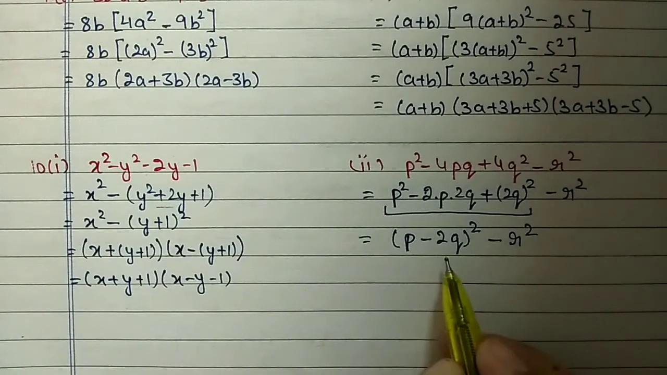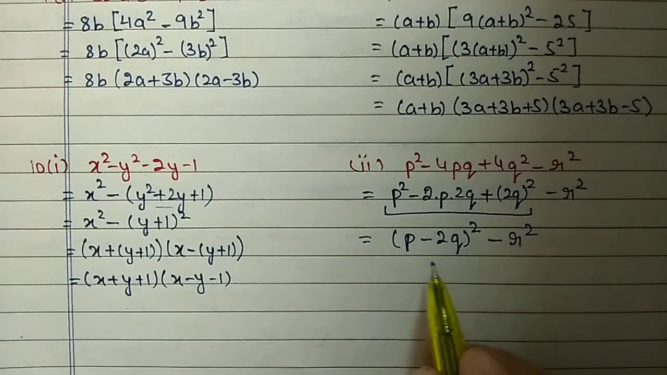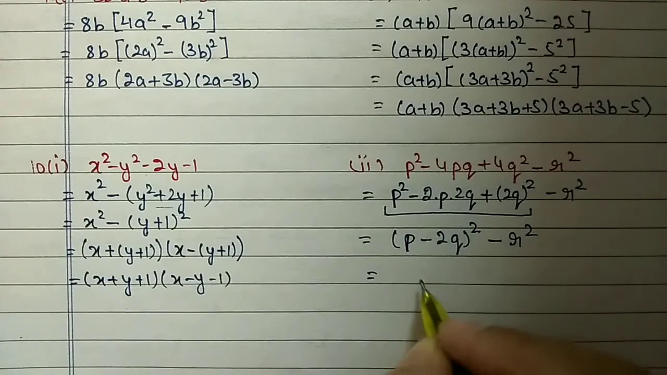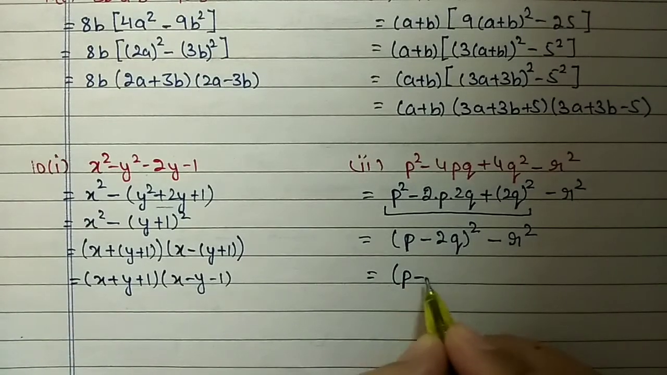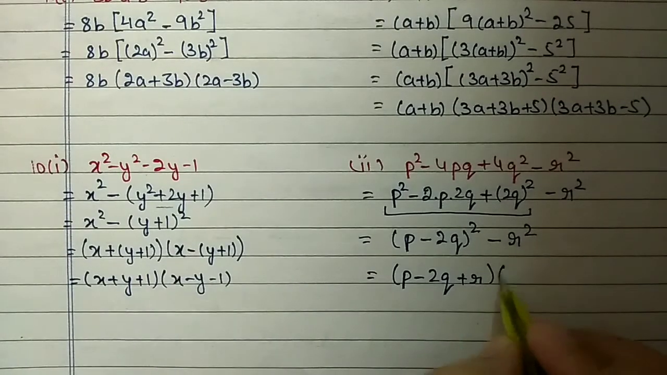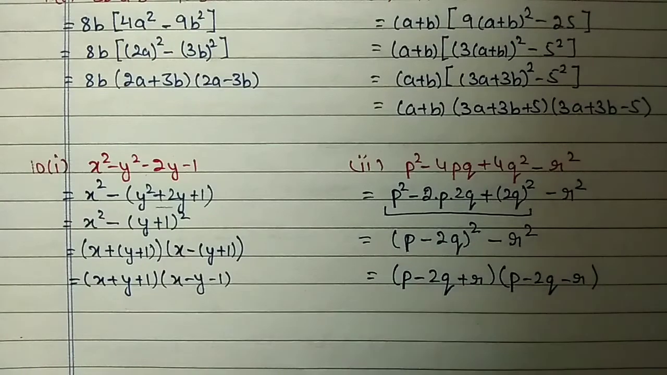Now this whole bracket you have to treat as a square minus b square. So a square minus b square is a plus b, means p minus 2q plus r, and a minus b, p minus 2q minus r.